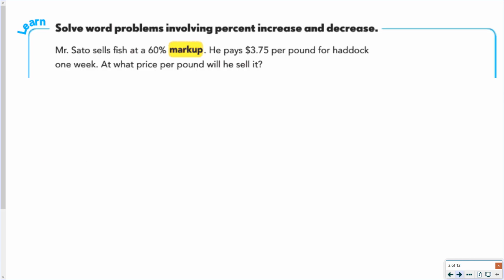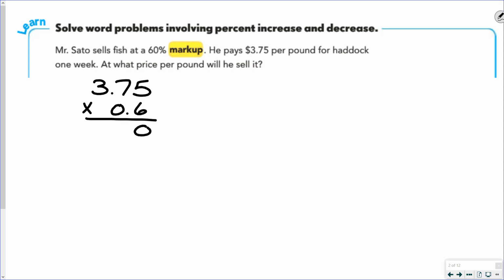So our first example here, Mr. Sato sells fish at a 60% markup. He pays $3.75 per pound for haddock. At what price per pound will he sell it? Okay, so a markup means how much more is he going to charge for the item that he sells. So it's 60% of the $3.75. So we'll use a decimal here, and 0.6 is the decimal equivalent for 60%.